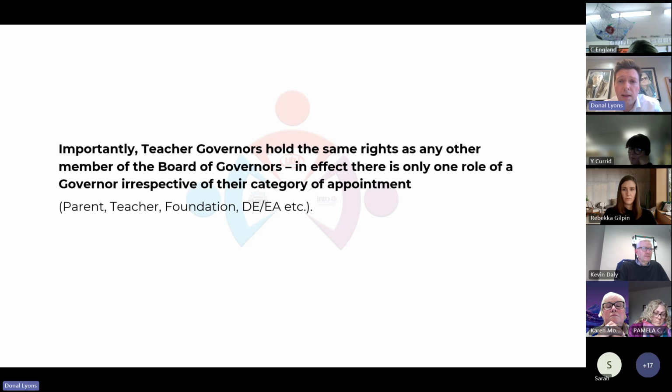And in effect, when you look at the technical and the policy framework surrounding Board of Governors, there is in effect only one real role of a governor, according to the statutory body. There's just a number of different aspects of it. So parent governor, foundation governor or trustee governor, or a governor appointed by the department or potentially education authority.